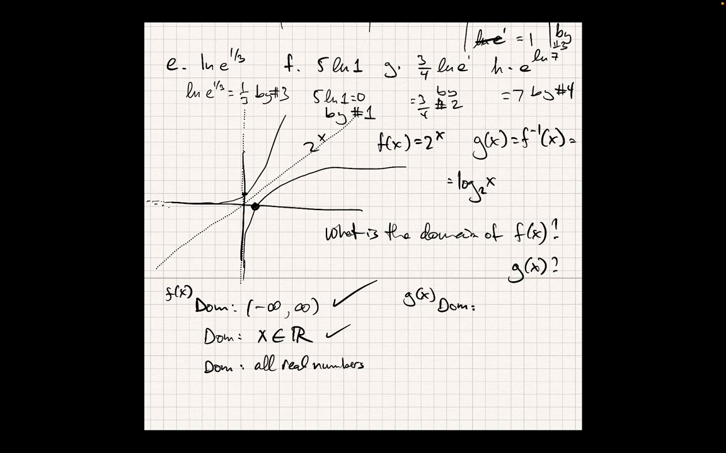Everything bigger than 0. Okay, let's write it using this way. 0, infinity. That's not complete. Parenthesis, 0, comma, infinity, parenthesis. How do I write it using the second way?